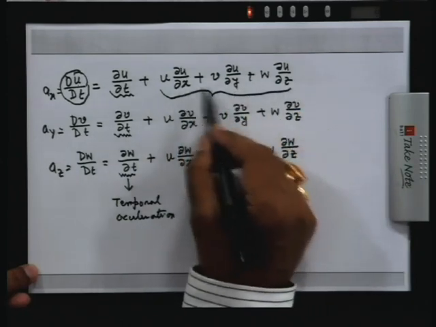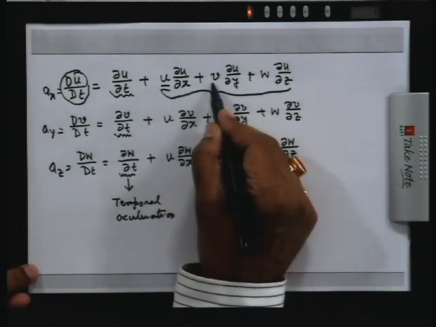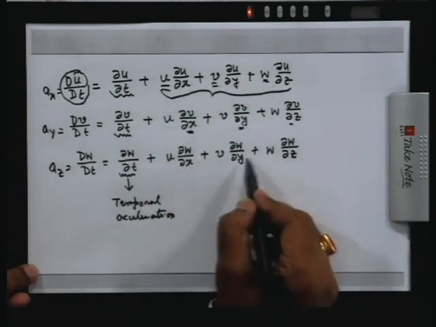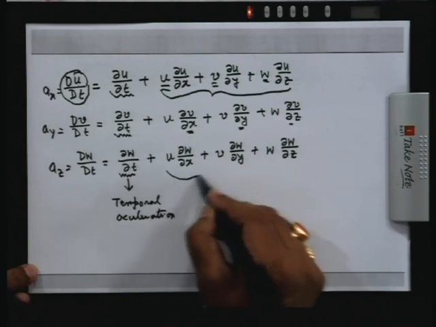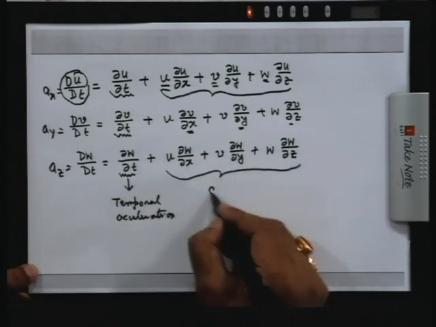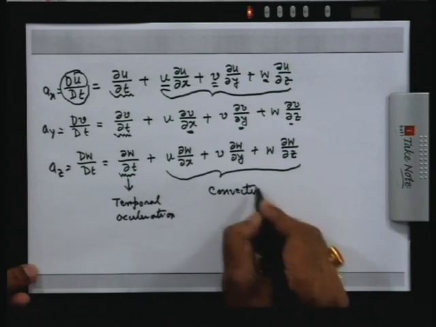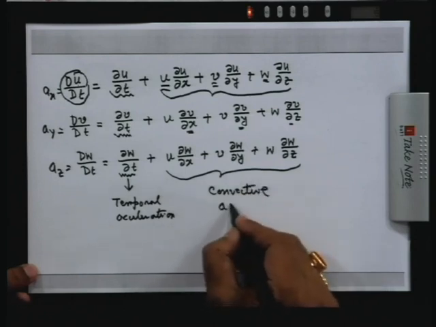And this part is associated with the variation with space coordinates clubbed with the flow velocities. You see, the variation with the space coordinates clubbed with the flow velocities is known as convective acceleration, and in general in terms of derivative it is known as convective derivative.